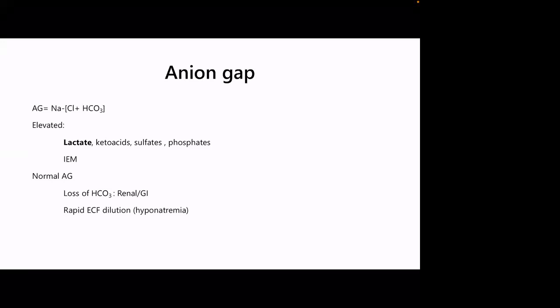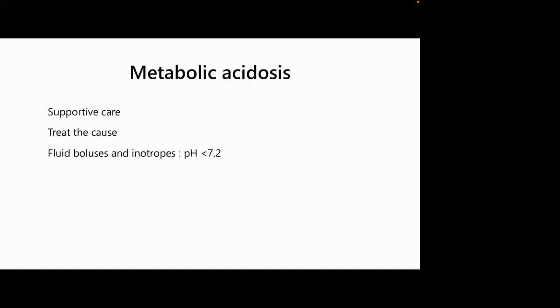And for metabolic acidosis, we can make use of the anion gap to identify the reasons. Usually an elevated anion gap will be there in the case of acids like lactate, keto acids, then sulfates, phosphates, and inborn errors where you can get organic acids. A normal anion gap metabolic acidosis can happen in bicarbonate losses, direct loss of bicarbonate, and it can happen with renal or GI losses or hyponatremia with ECF dilution.